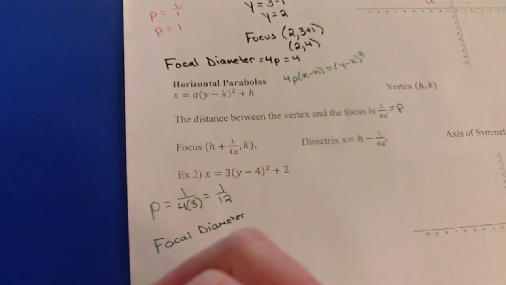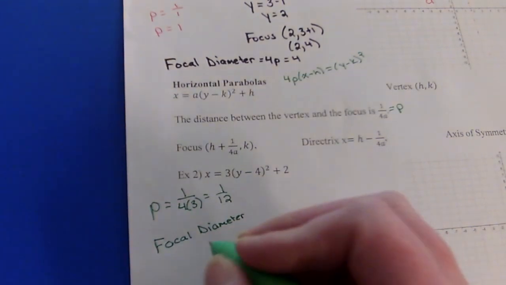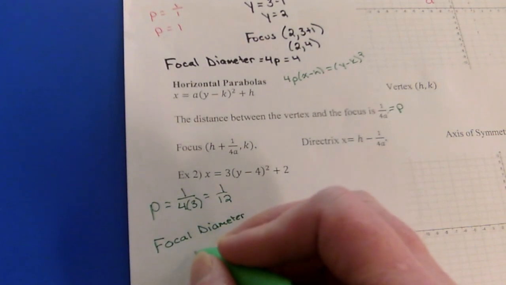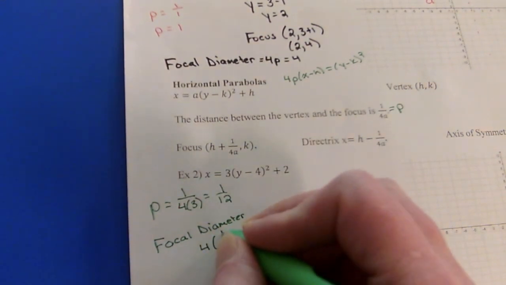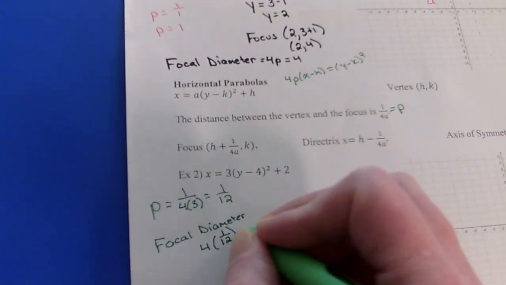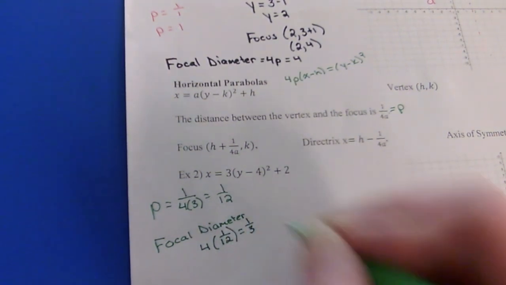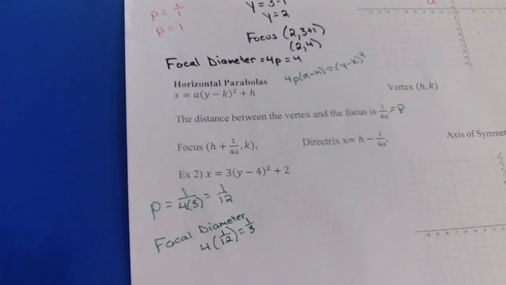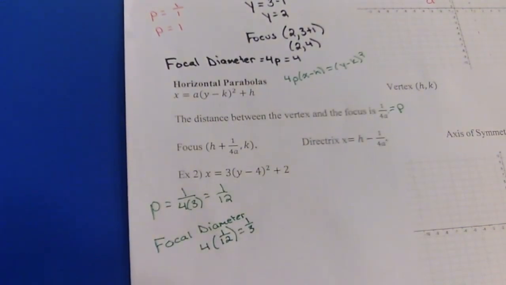And this one gets a little dicey. I wish I hadn't had a 3 there, but that's okay. Focal diameter is going to be 4 times that. So that is 1/3. So this one's going to be quite skinny, which makes sense because it has a 3 there.